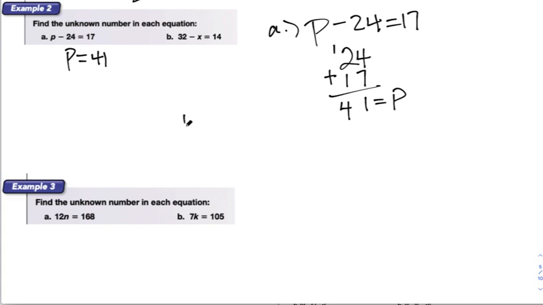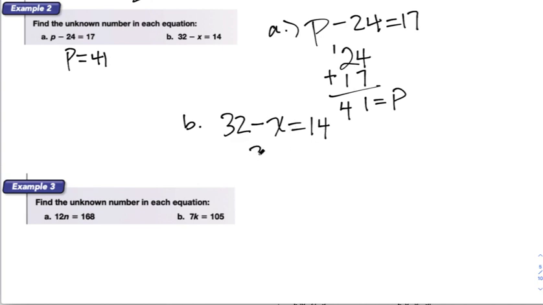This next problem, part B, is a little different. We have 32 minus some number is equal to 14. Now, just going to add these two together won't make sense because 32 plus 14 is going to be a bigger number than 32, and subtracting is going to be weird. I'd get negative numbers. What this is telling me is if I have 32 and I take away some number, I'm going to get 14.